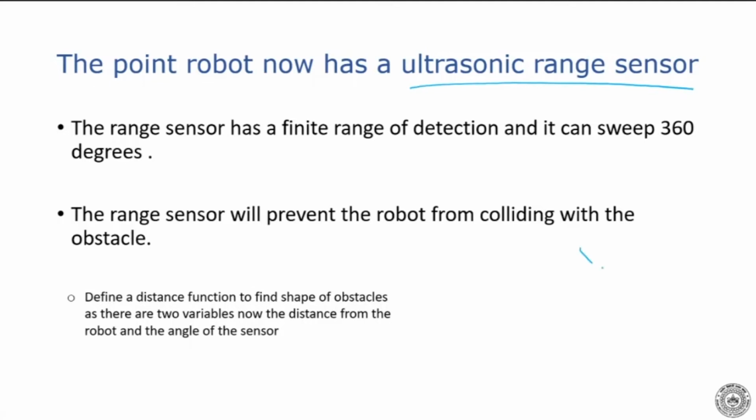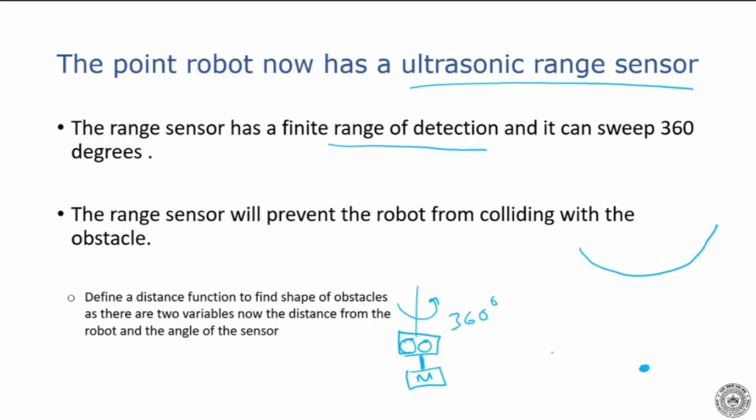So let's say we have an obstacle here and we have the robot which is here now. It's a point robot, but it has an ultrasonic sensor. Okay. Now the range sensor has a finite range of detection that we know, and it can sweep 360 degrees. So imagine I have a motor here and I mount the range sensor. So this is my range sensor, and it can rotate about this axis by 360 degrees.